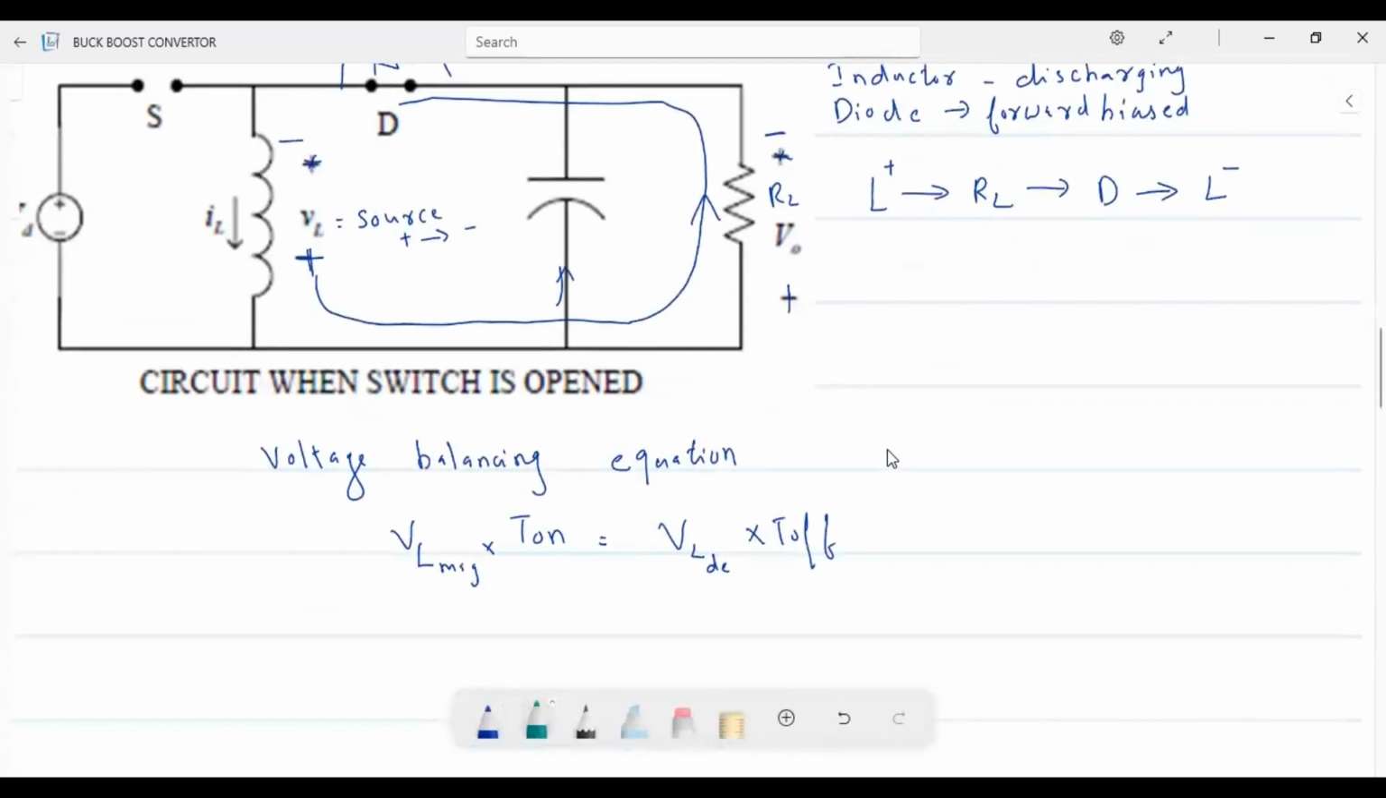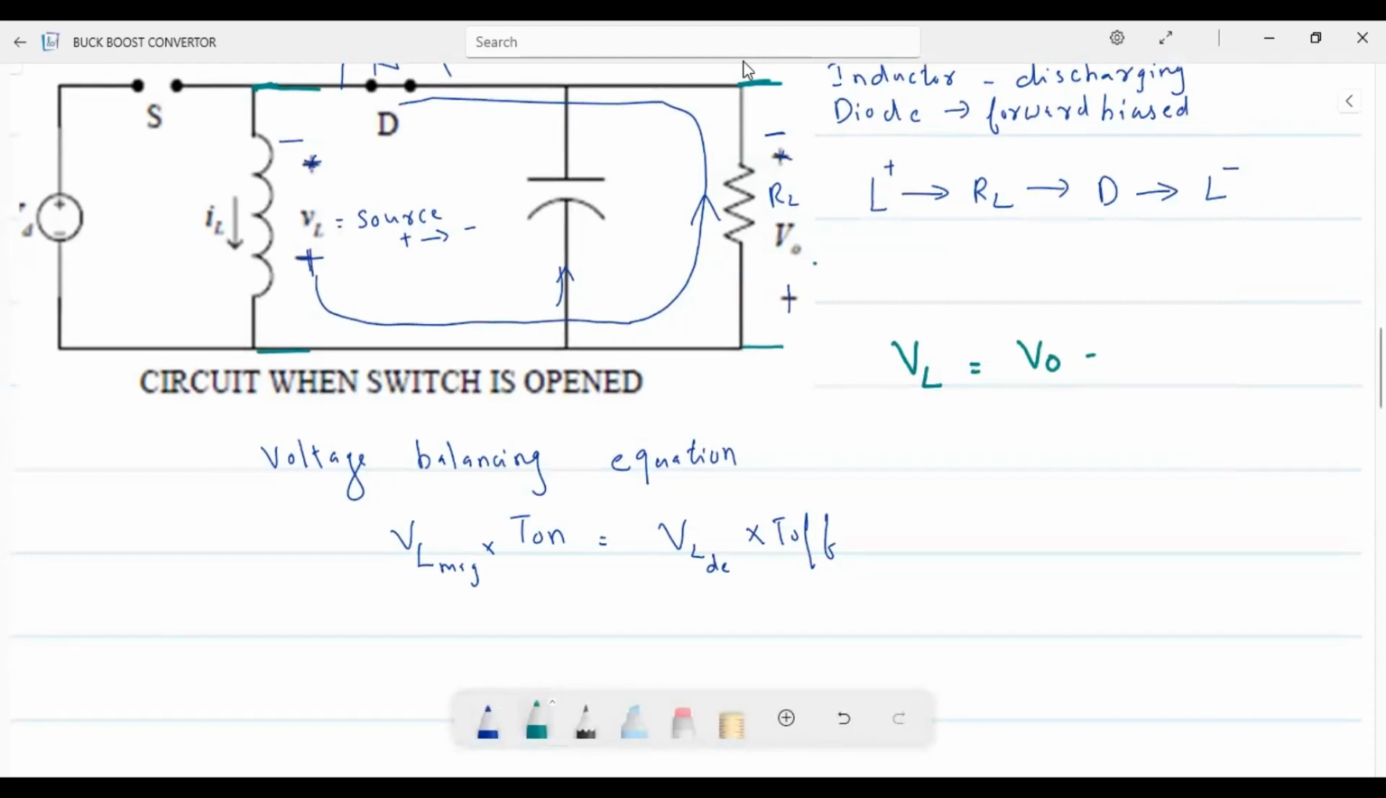What will happen when it is discharging? What is the demagnetizing voltage? Consider this as an ideal diode. Drop is 0. So this inductor is coming in parallel with this resistor, with this load. So what is the voltage across this load? That is V output. So during demagnetizing time, the voltage across the inductor will be equal to V out.